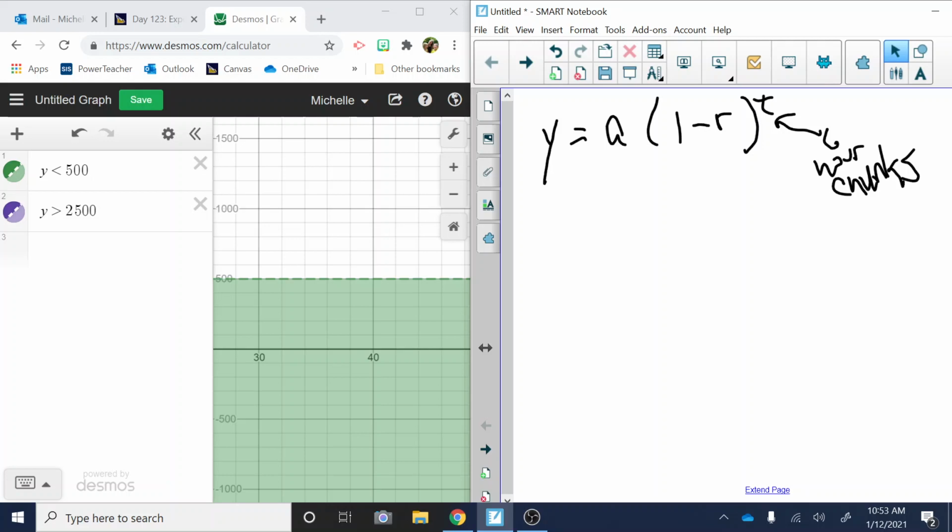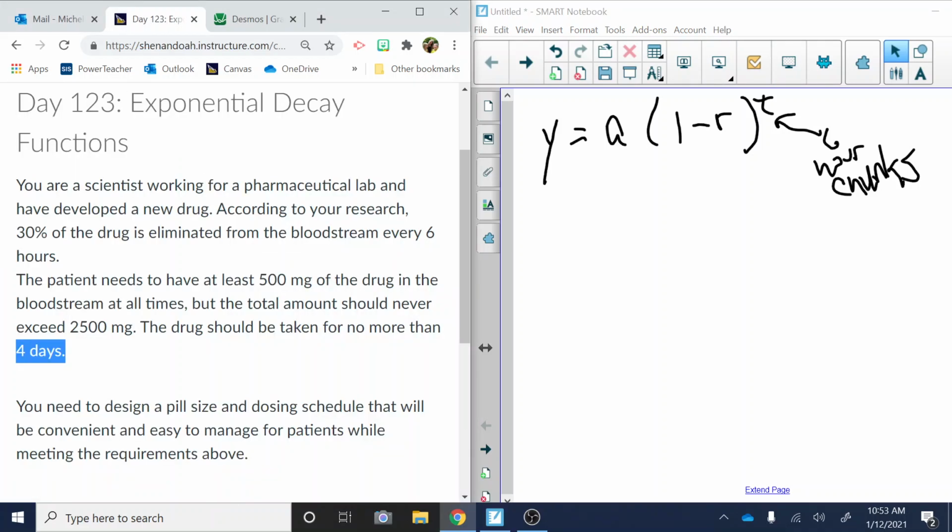Now what is the decay rate that's happening here? How fast did it say the medicine decayed? Let's look back at that for a minute. It says, according to your research, 30% of the drug is eliminated every 6 hours. So my rate here would be 30%, only in order to put it in, I need the decimal form of that, so that would be 0.3.